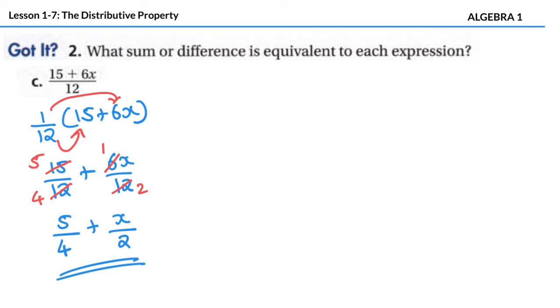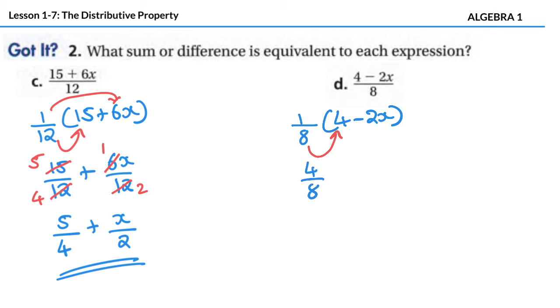Let's try another. 4 minus 2x over 8. Same way, can I write this as 1 over 8 times 4 minus 2x? I can. Apply the distributive property. So 1 over 8 times 4 is 4 over 8. Then minus 1 over 8 times 2x is 2x over 8.